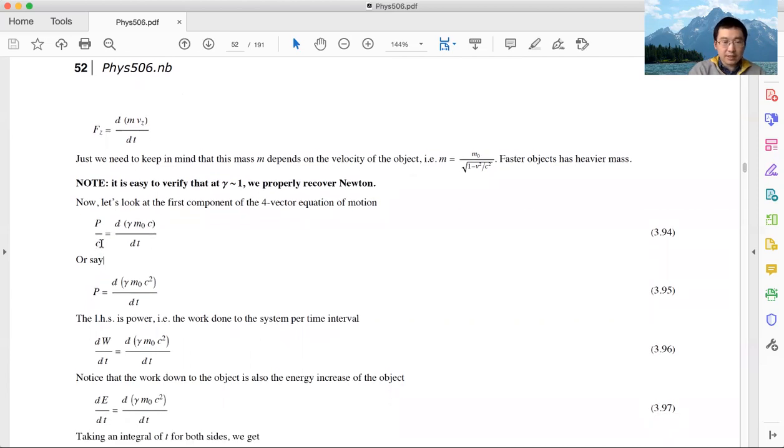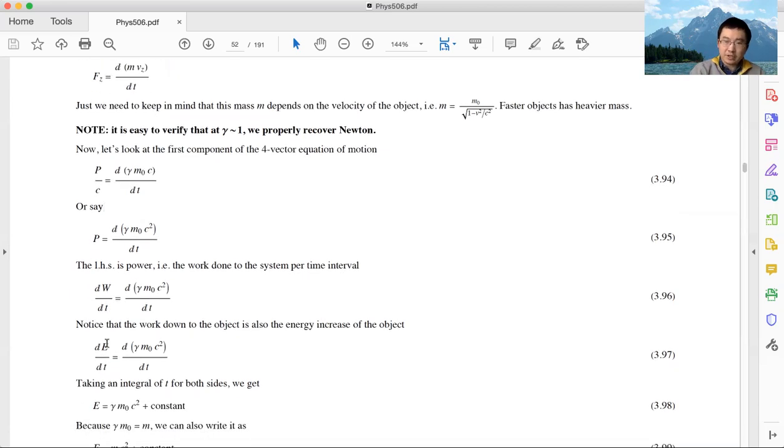Let's multiply the speed of light on both sides of the equation to get rid of this 1 over c on the left-hand side. If you multiply by the speed of light on both sides, the c down here is canceled out. So the first component of the equation gives me power equals this quantity. And what is power? Power by definition is the time derivative of work done by the environment on the system. Power is dW/dt, where W is the work done by the environment on the system.